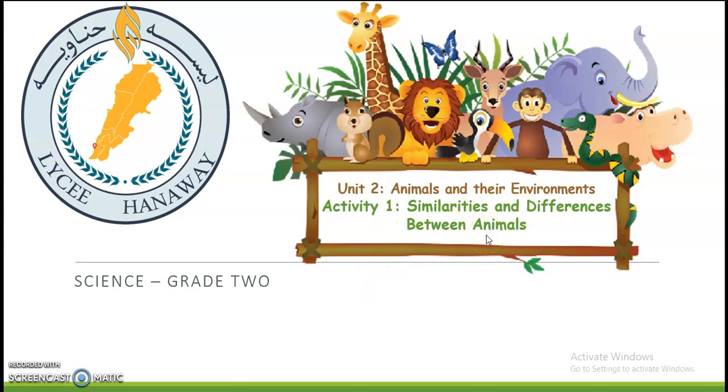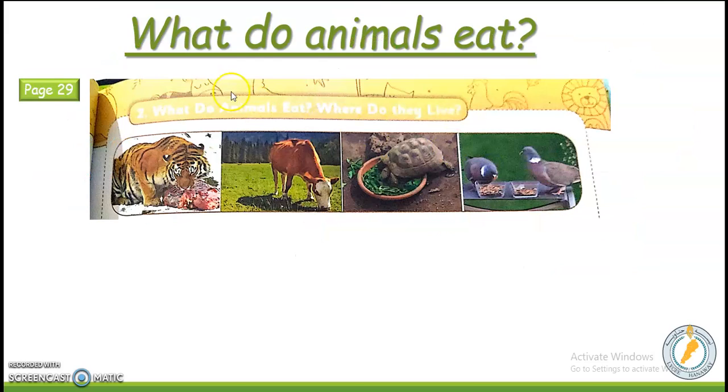We have talked about several differences. We talked about the size, the color, the shape, the body coverage, and last but not least, we talked about the food diet. We said that animals have different food diets. So let me remind you. On page 29, open your books, page 29, and let's revise it together.